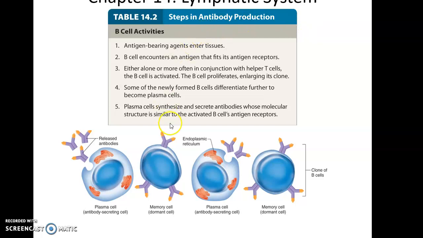Again, here are the steps to antibody production. As pathogens enter tissues, B cells encounter antigen that fits, alone or usually with the help of helper T cells. B cells are fully activated, divide many times, becoming plasma cells and memory B cells. And then the plasma cells produce antibodies that target that antigen. That's going to bind to the pathogen to inactivate it and target it for destruction.